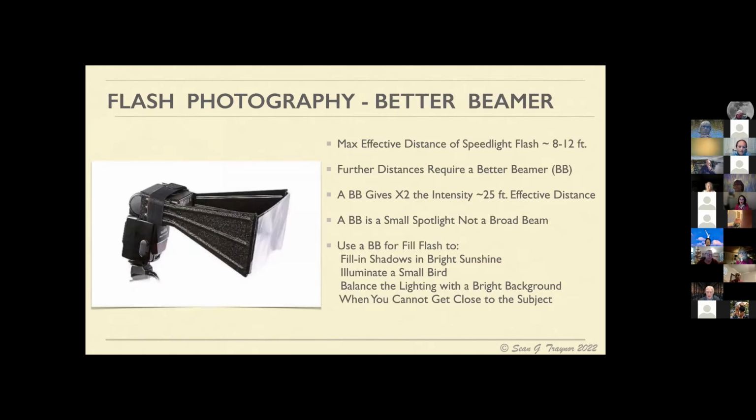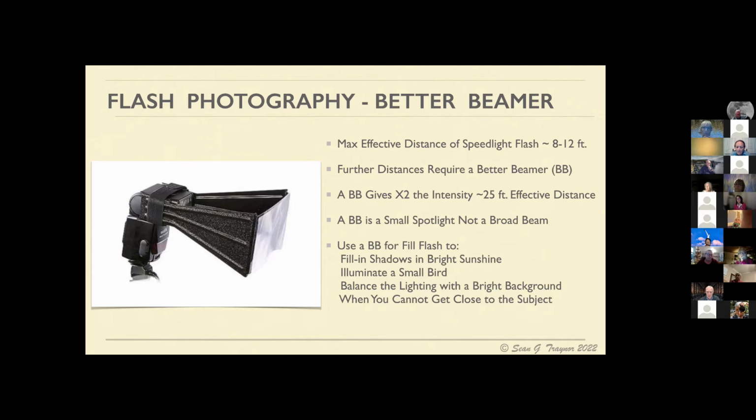The other great technique and piece of equipment to use in flash photography is called the better beamer. The maximum effective distance of most speed lights is really only 8 to 12 feet. For you to get a further distance requires something called a better beamer. And the better beamer is just these two pieces of black plastic that you see are tied with a Velcro onto a speed light. And it has a transparent lens on the front.